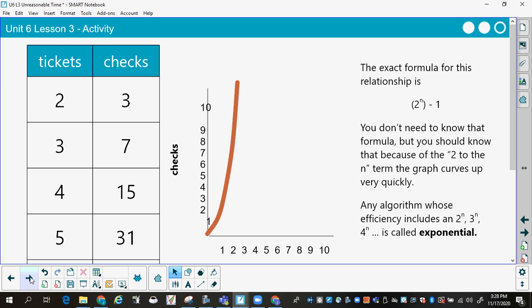The exact formula for this relationship is 2 to the n minus 1. Again, you don't need to know the formula, but you should know that because of the 2 to the n term, the graph curves up very quickly, grows exponentially fast. Any algorithm whose efficiency includes 2 to the n, 3 to the n, 4 to the n is called exponential.